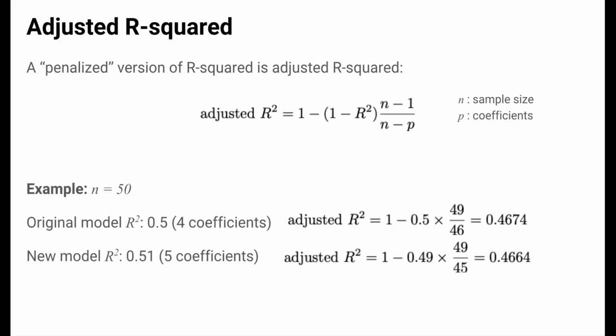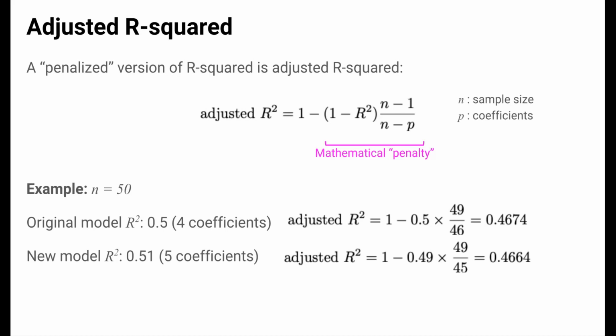Let's say that we have a sample size of 50 and our first model with 4 coefficients has an R-squared of 0.5. Using this formula, the adjusted R-squared is 0.4674. Let's say that we fit a model with an additional predictor, which now has 5 coefficients. This model has a higher ordinary R-squared of 0.51, but it has a lower adjusted R-squared than the original model: 0.4664 compared to 0.4674. This happens because the number of predictors p appears as n minus p in the denominator here.